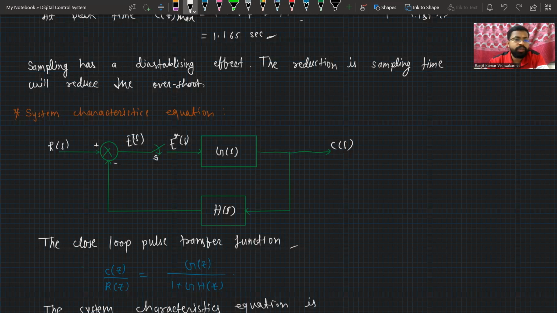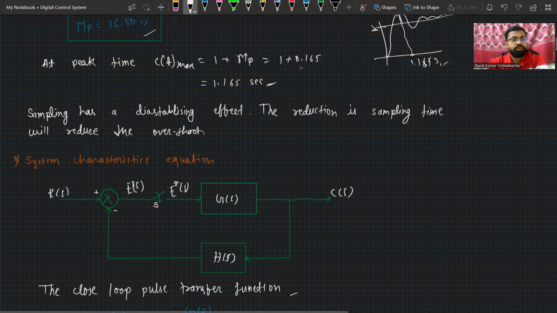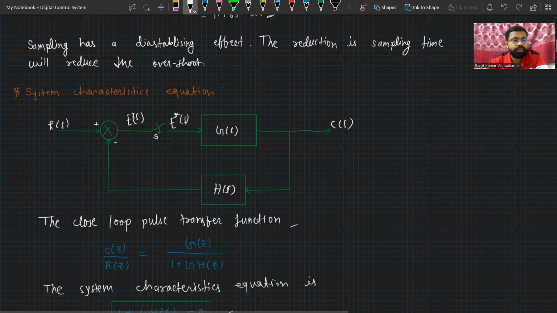This is the feature: sampling has a destabilizing effect. The reduction in sampling time will reduce the peak overshoot, that is, the overshoot Mp.